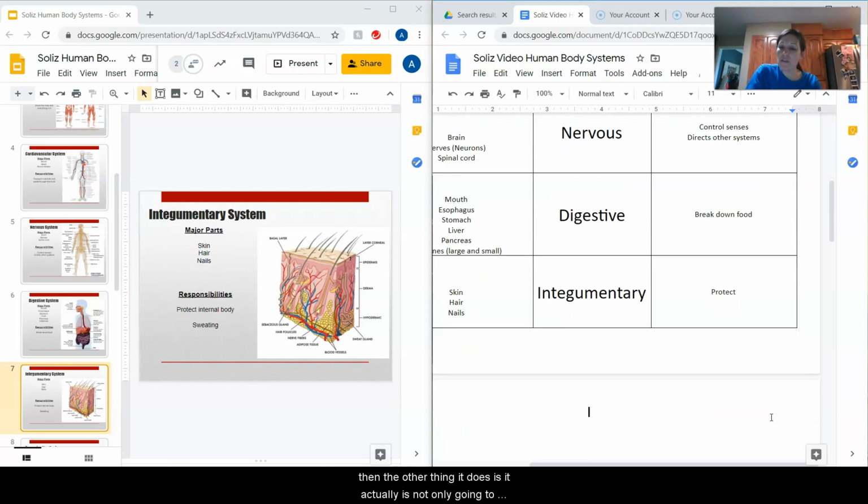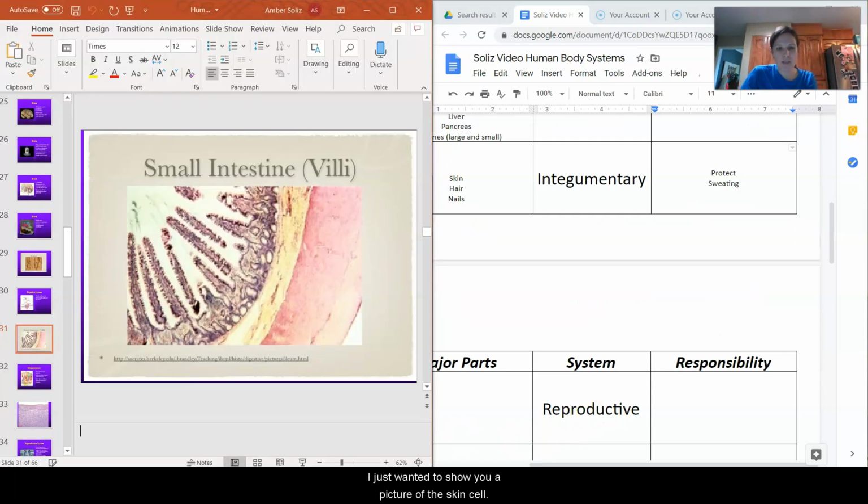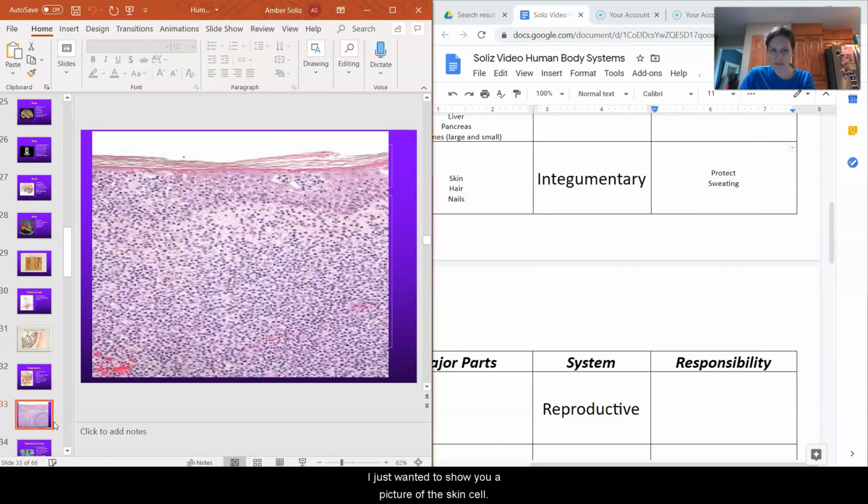And then the other thing it does is it not only protects, but we use it for sweating. So obviously you have glands that allow us to sweat, and there's lots of different types of glands in your skin, but the one I'm talking about is just the sweat gland. And so it helps you produce sweat. We're going to talk about that again later because it goes with another body system. But I just wanted to show you a picture of the skin cells.